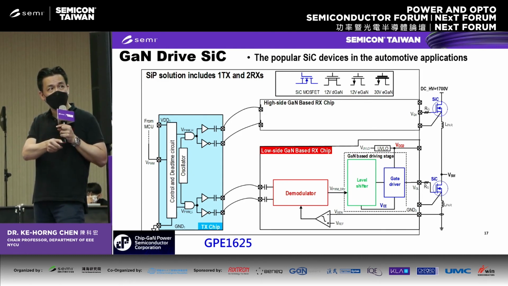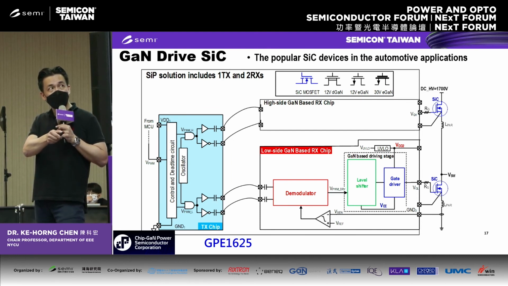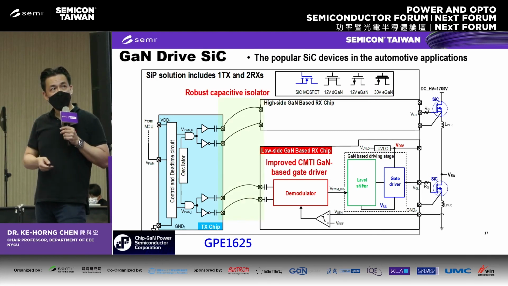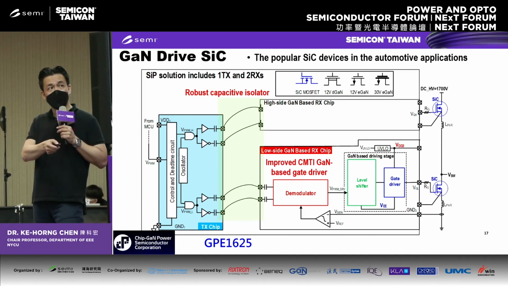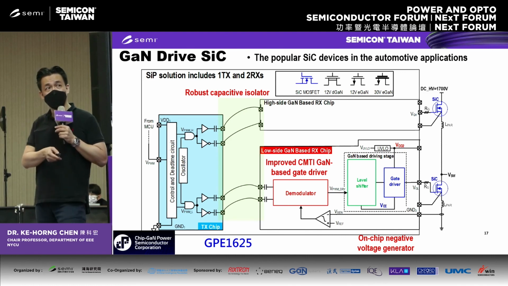In other words, we have one chip fabricated in silicon process and two chips fabricated in GaN process. And it means that we have the SIP solution including one TX and two RX. It means that we have a good solution because we have a robust capacitor isolator, and we have an improved CMTI GaN-based gate driver, and we have an on-chip negative voltage generator to have a robust driving capability.